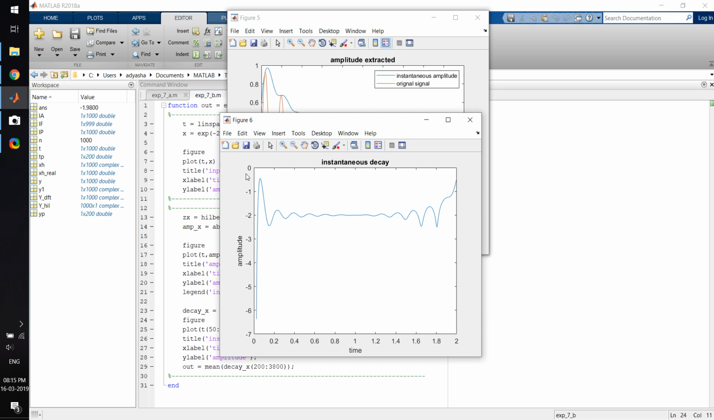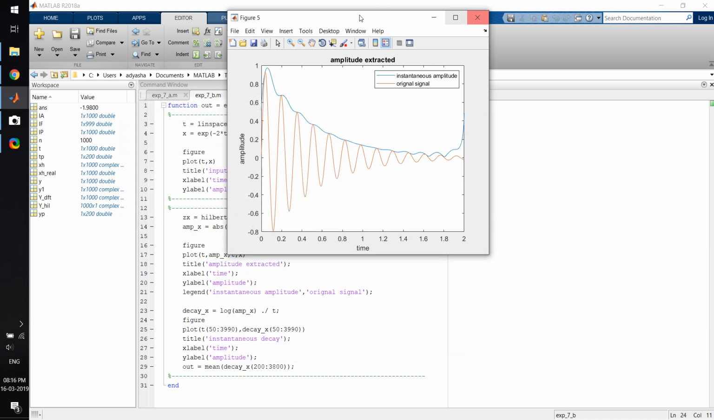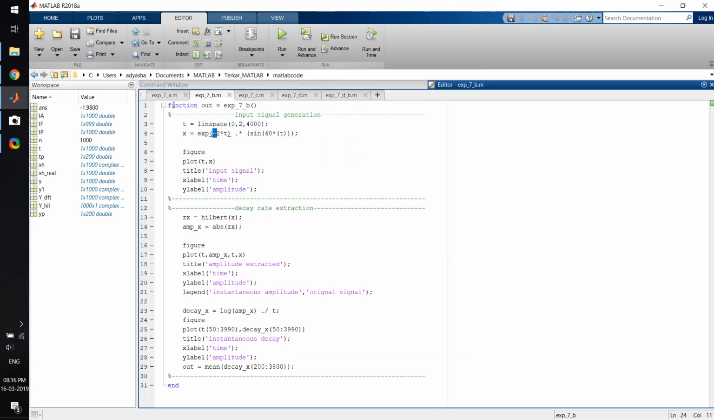As you can see, there are certain overshoots and some peaks and troughs in this graph, which indicate that the calculation of instantaneous decay requires more robust methods. Now you can see that this curve on average is around minus 2.0, which is expected as we had given our exponential decay rate here as minus 2. Right? Now let's move to the next part of the experiment.